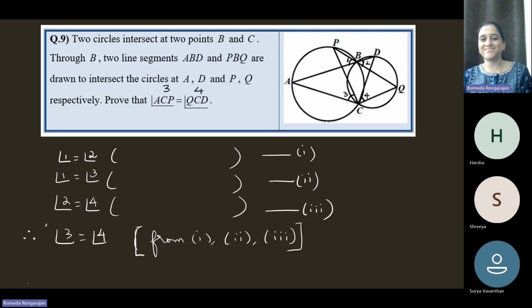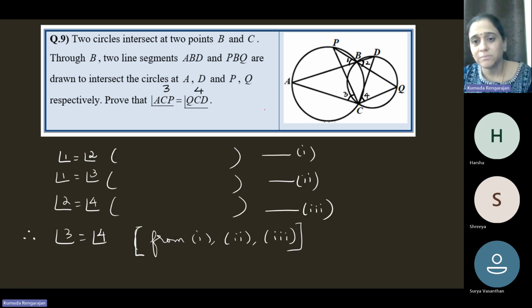Reason? For angle 1 and 3, angles of the same segment. Correct. For angle 2 and 4, angles of the same segment of a circle are equal. Correct. For 1 and 2, I think it's vertically opposite angles. Correct. 1 is equal to 2 because vertically opposite angles are equal.